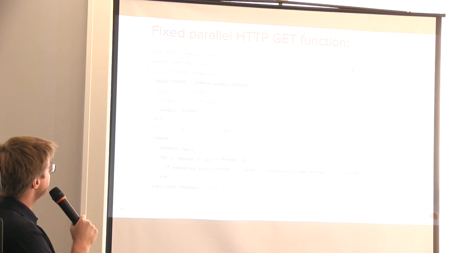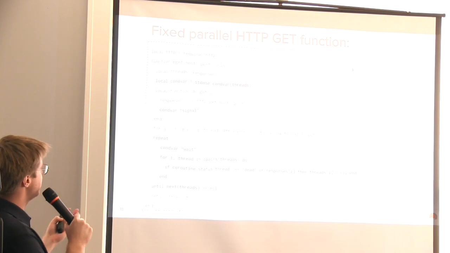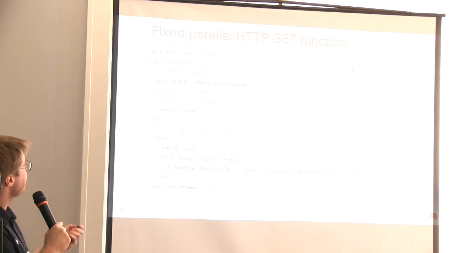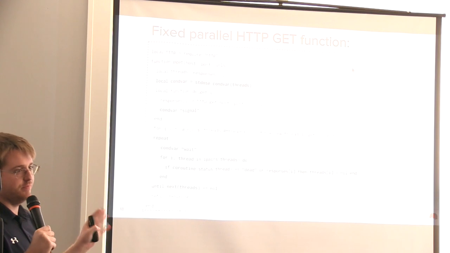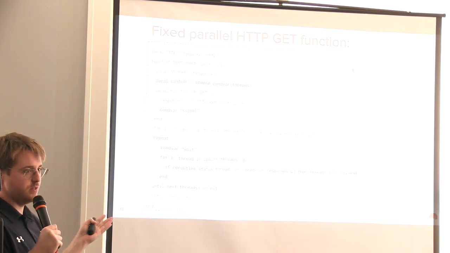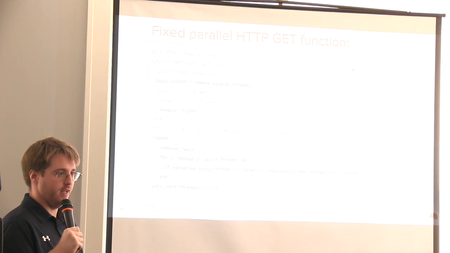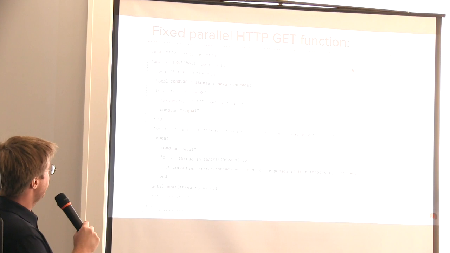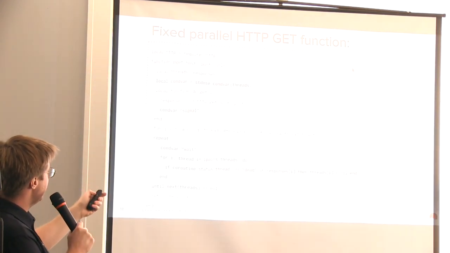Fixed. So this is the fixed parallel HTTP get function. Yes, this one should work, but I didn't run it. Here we have our condition variable. If anyone does want to try it, it's in the scripting documentation from the Nmap book, which is actually open source. You can get it online, and there's a complete example that I do know works, or should work, as of when I wrote it. Coming back to this, we instantiate a condition variable.